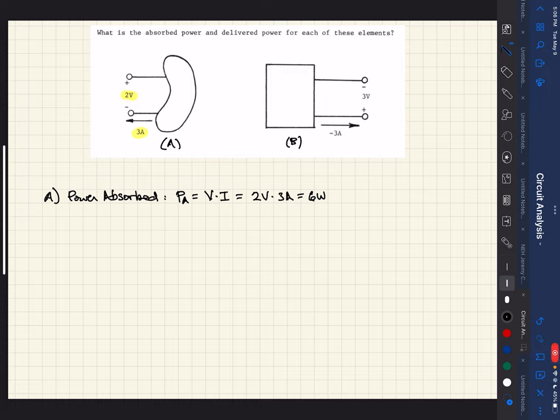So now, if we look at power delivered, call that PD. So in that case, it's going to be minus V times I. So in this case, it'll be minus 2 volts times 3 amps. So that's going to be negative 6 watts.